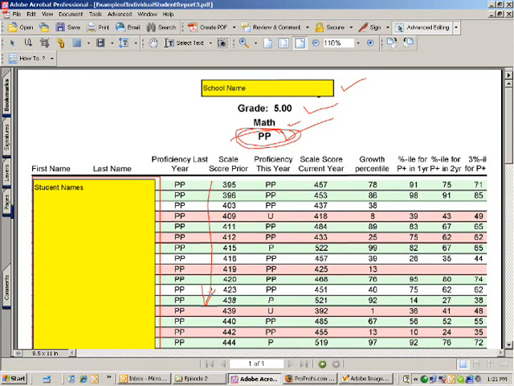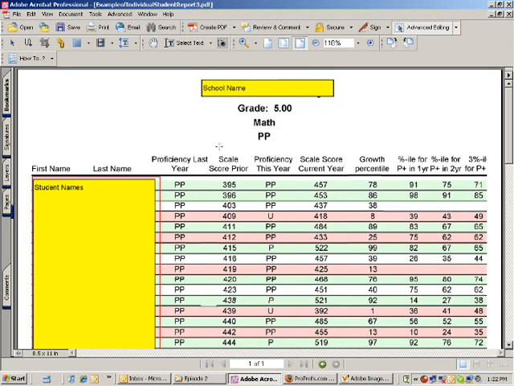If I were looking at these data, I might look for groups that made more growth than others as an indicator of instructional practice. For example, if the low students were making more than normal growth, but the high students in general were making less than normal growth, we might ask what we're doing for the high students compared to what we're doing for the low students.